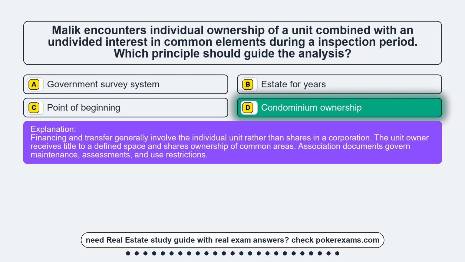Financing and transfer generally involve the individual unit rather than shares in a corporation. The unit owner receives title to a defined space and shares ownership of common areas. Association documents govern maintenance, assessments, and use restrictions.